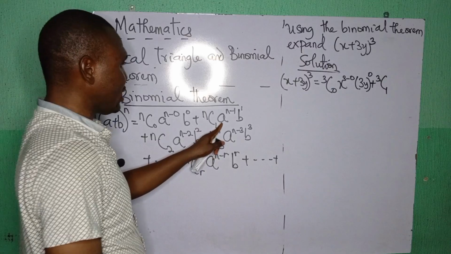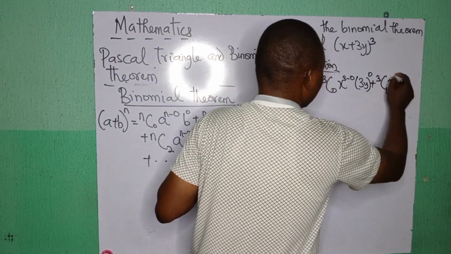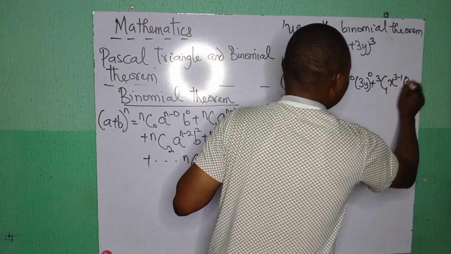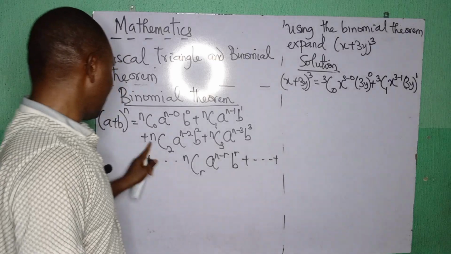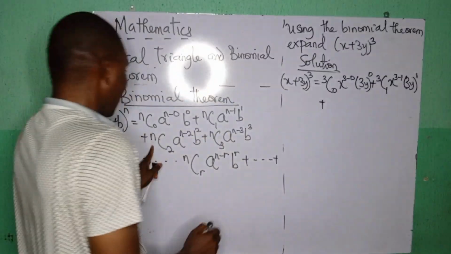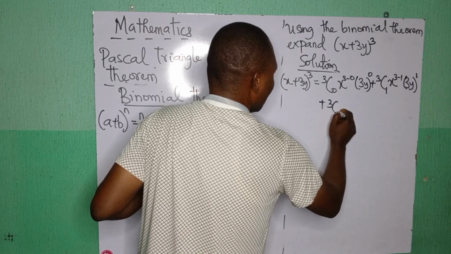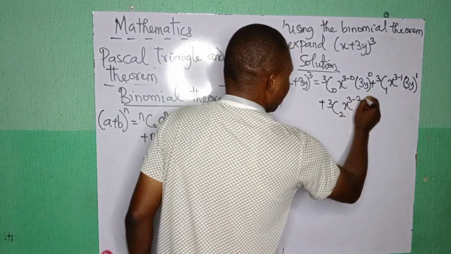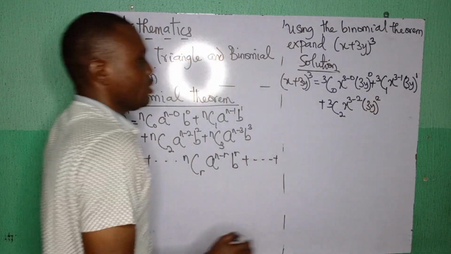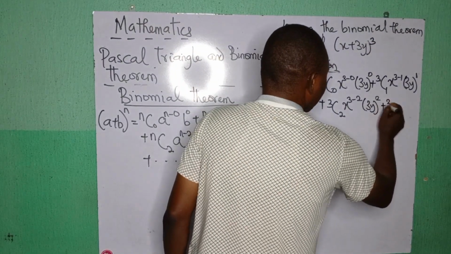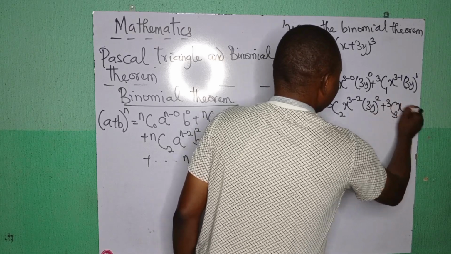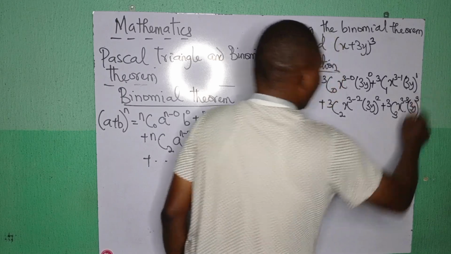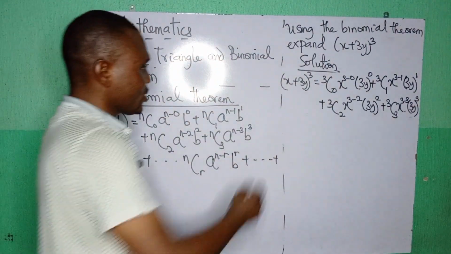3 combination 1. Our a is x raised to the power of 3 minus 1. Our b is 3y raised to the power of 1. So plus n combination 2, that is 3 combination 2, x raised to the power of 3 minus 2, then 3y raised to the power of 2. Then plus 3 combination 3, x raised to the power of 3 minus 3, then 3y raised to the power of 3. Simple as that. So let's go.